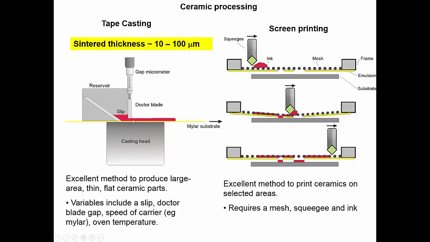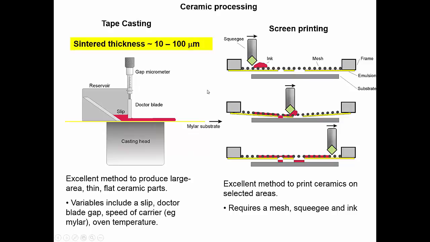So we have several processing variables, including the slip, the composition of the slip and its viscosity, the doctor blade gap, how thick we want to make that green ceramic layer, the speed of the carrier, that is how quickly the mylar polymer substrate is going from left to right, and then the drying temperature.